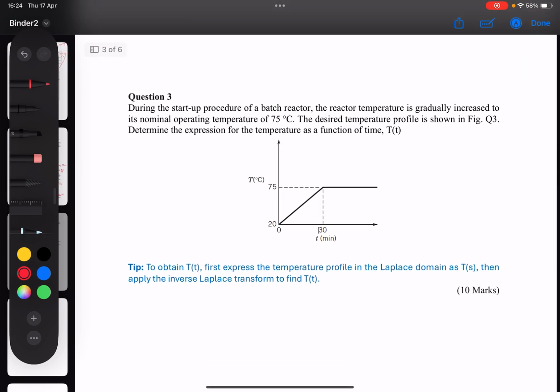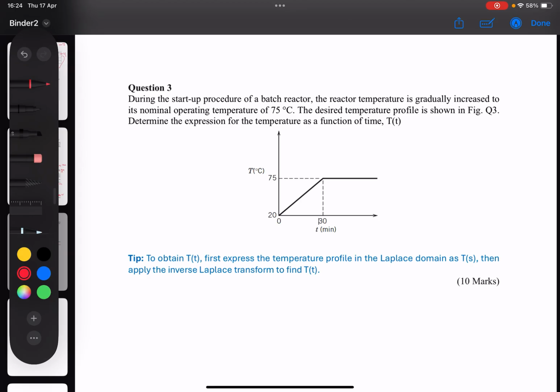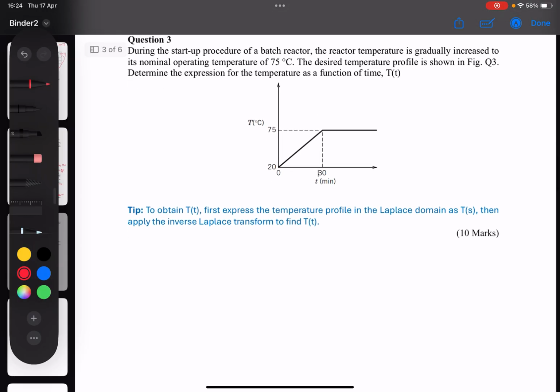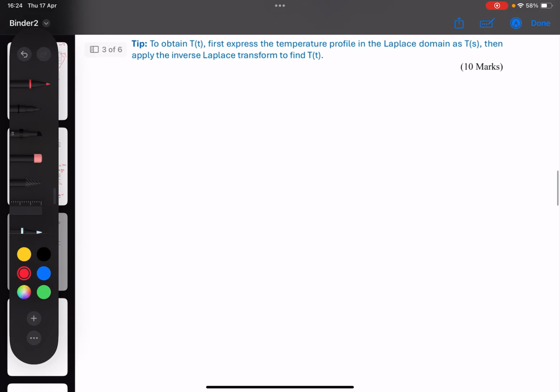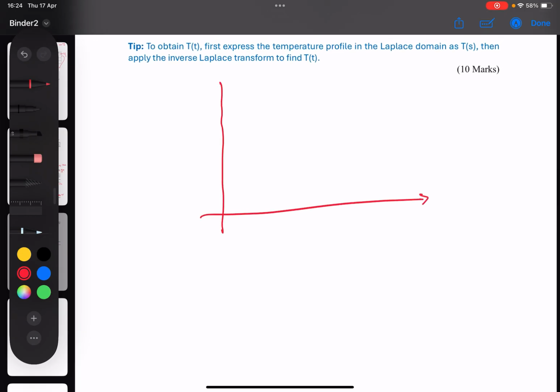Alright, question number 3, the last question of the assignment. During the startup procedures of the batch reactor, the reactor's temperature is gradually increased to the nominal operating temperature of 75 degrees Celsius. The desired temperature profile, as shown in figure 3, determines the expression for the temperature as a function of time, T. To obtain T1... Okay, I'm not going to discuss this one. I'm going to use another example, so that at least you have some idea.